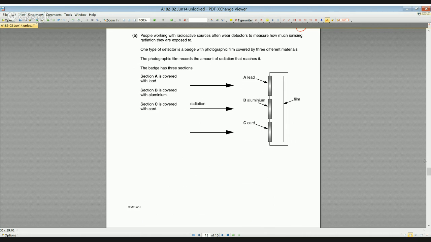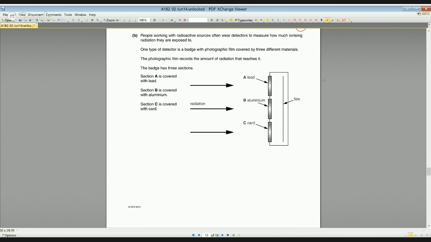Behind those materials, there's a photographic film which will be exposed to the radiation. So the idea here, I'm not going to scroll down just so we can keep this image up. The question asks you which sections can be used to detect beta and gamma radiation. Well, we need to consider which sections beta and gamma can get through.